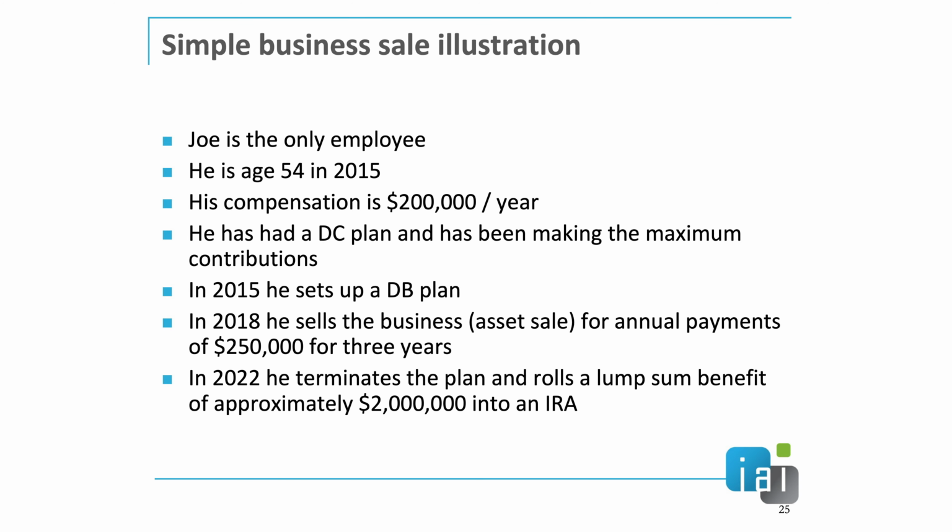So let's first look at an asset sale example. Joe is the only employee at age 54. He's 54 in 2015. Compensation is $200,000 a year. He's had a profit-sharing plan, has been making the maximum contributions. In 2015, he sets up a DB plan, and in 2018, he sells the business.